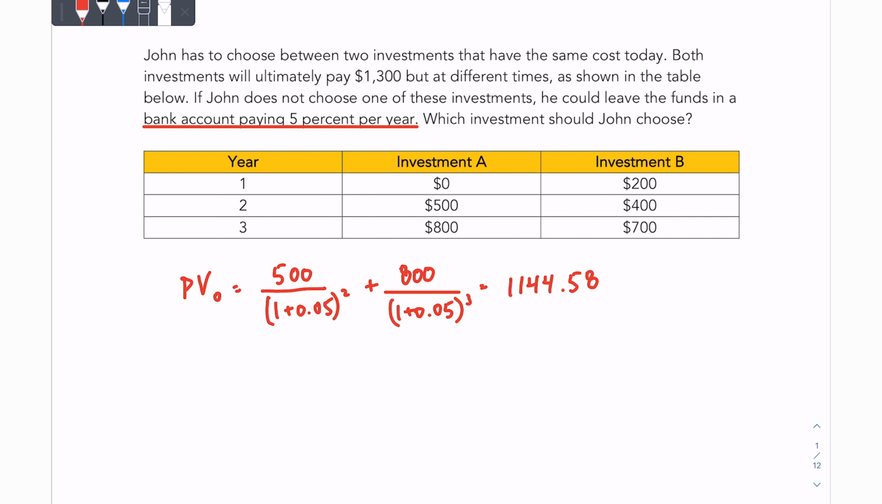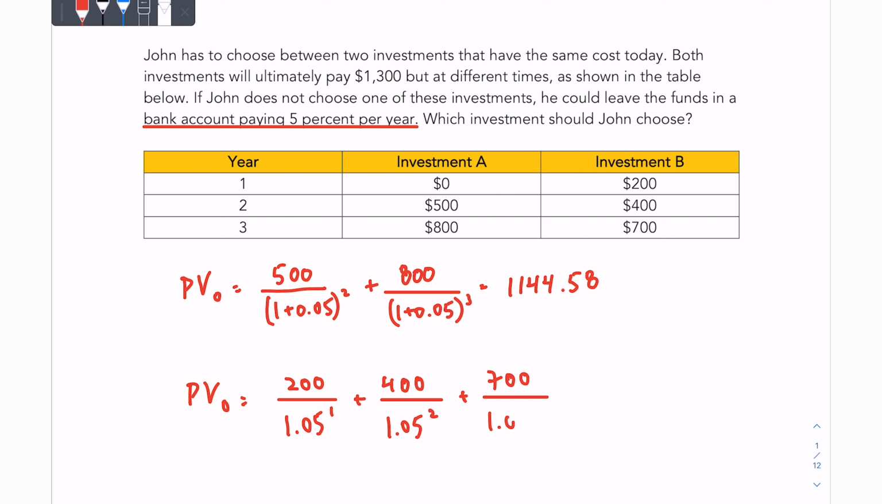For investment B, same idea. But this time there is a payment in year one, so this one will be discounted at 5% for 1 year. Then $400 in the second year would be discounted by 5% for 2 years. And finally, the same thing, $700 discounted at 5% for 3 years. So between the two, investment B has a slightly higher present value, and therefore John should choose that one.